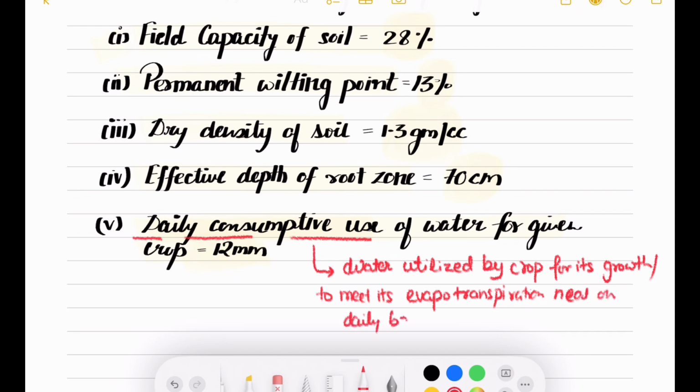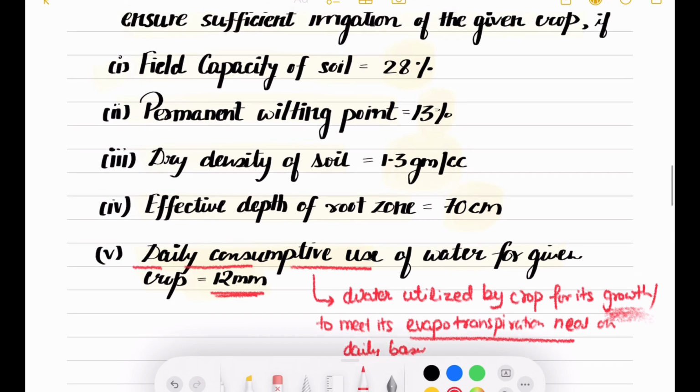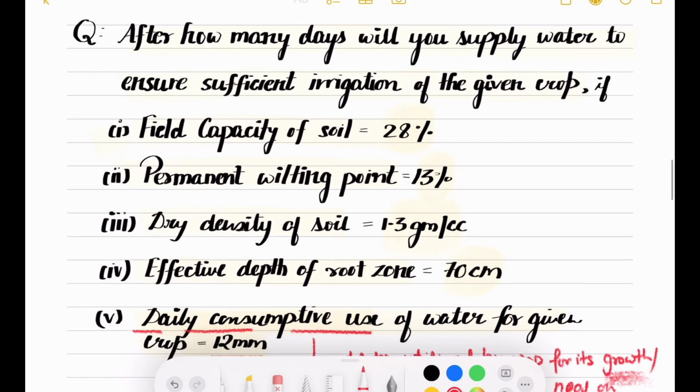On a daily basis, 12 mm of water is being utilized by the crop to meet its evapotranspiration need, or for its growth. This is the meaning of daily consumptive use. Now let's get back to the question.